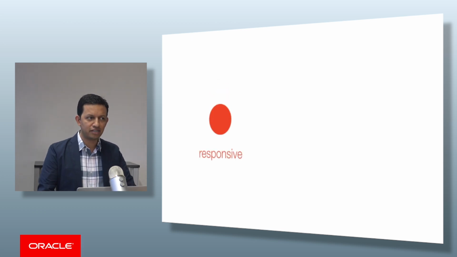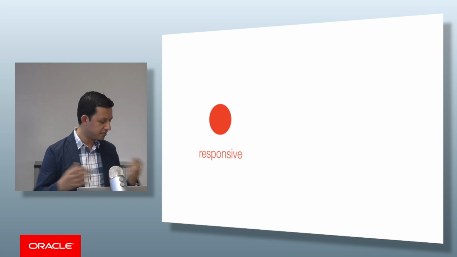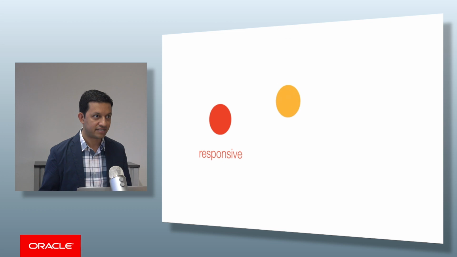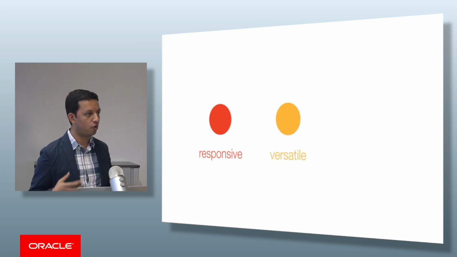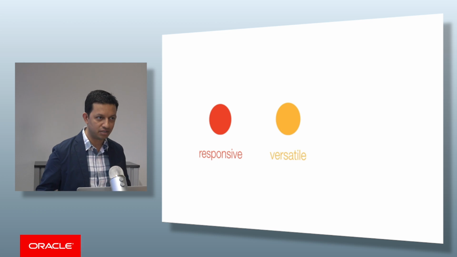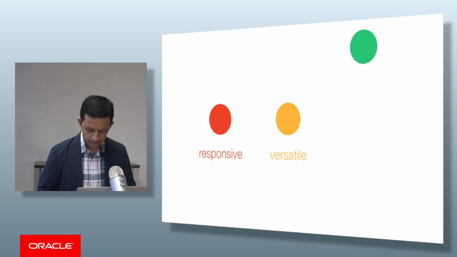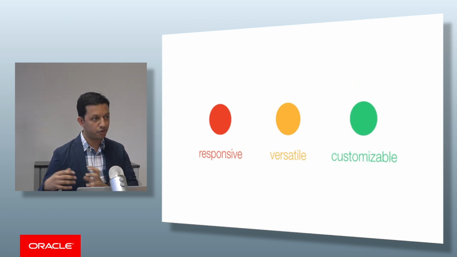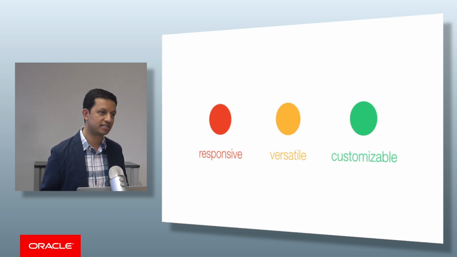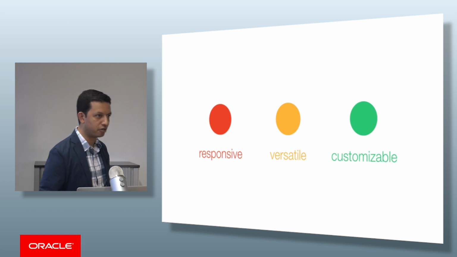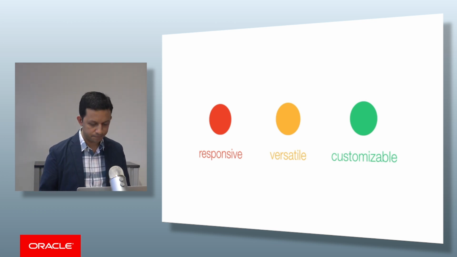The goal of Universal Theme has always been threefold. The first part is responsive. Make it work on all these different devices that we have. The second goal of Universal Theme has always been to make it versatile, meaning it should have all the building blocks you need to build compelling, rich applications. And finally, the third key principle of Universal Theme has been to make it customizable, meaning you can easily customize it without becoming an expert in CSS, JavaScript, HTML.